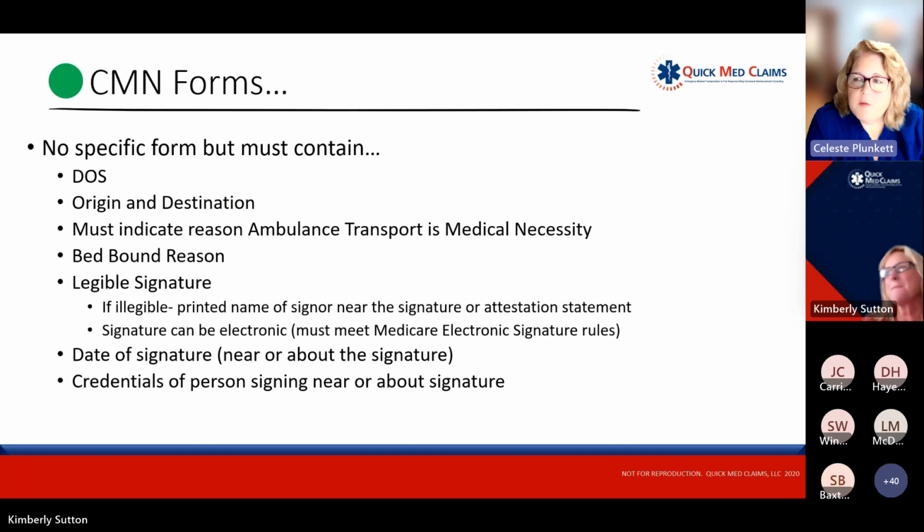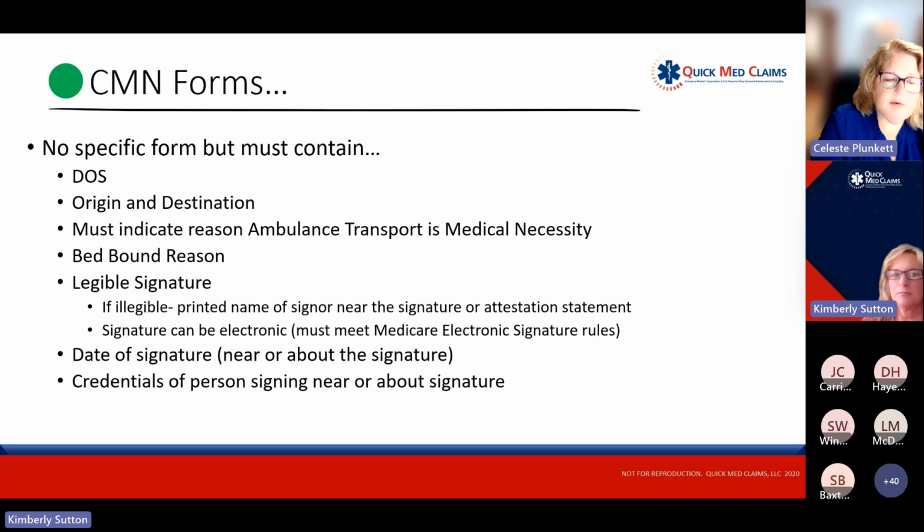There are no specific forms from Medicare for the CMN. You guys have a great form. It has a lot of information, and it seems like it's very easy to fill out. But the biggest thing is that it has to have a reason that ambulance transport is medically necessary. You could have it on a piece of napkin as long as it says ambulance transport is medically necessary and why, then that would be good. It also needs to have a legible signature. If the signature is not legible, have them print the name near it, and it needs to be dated.